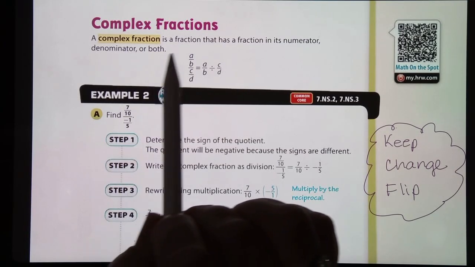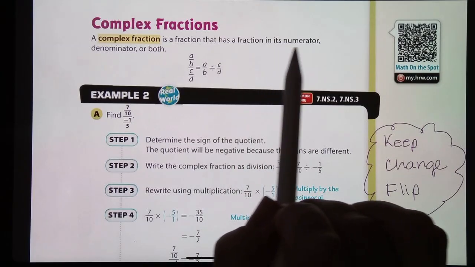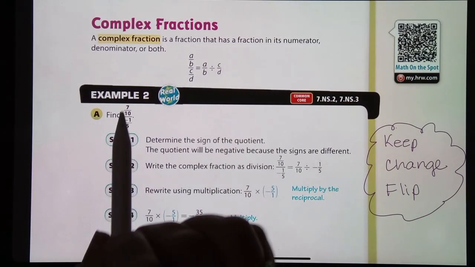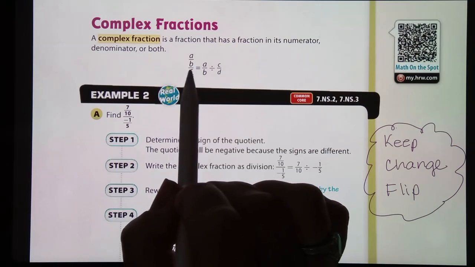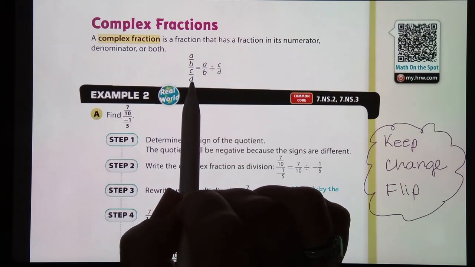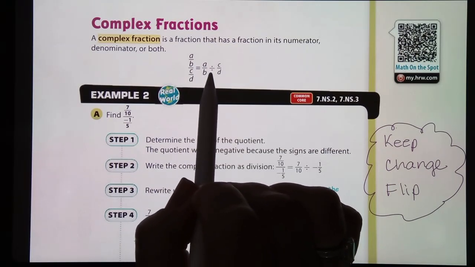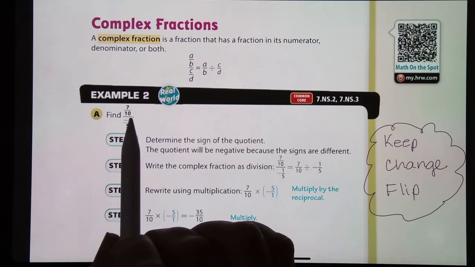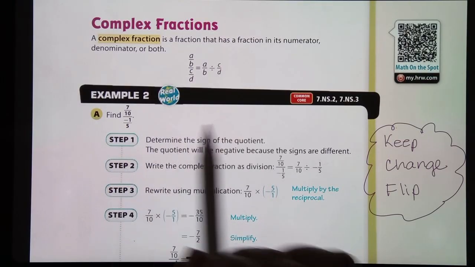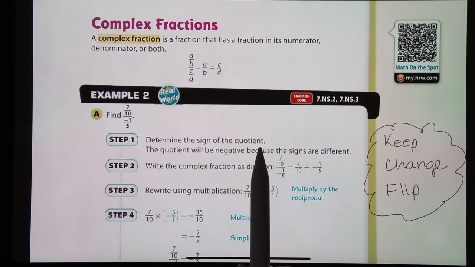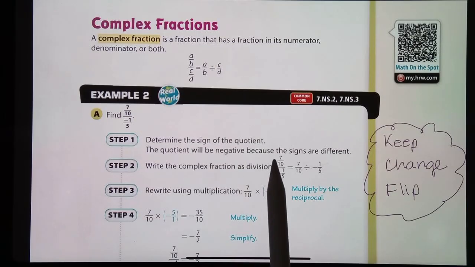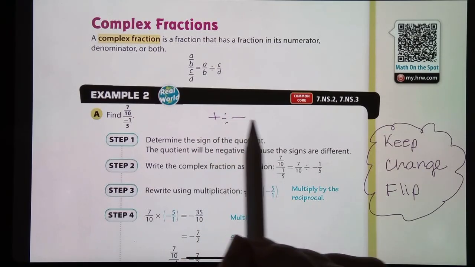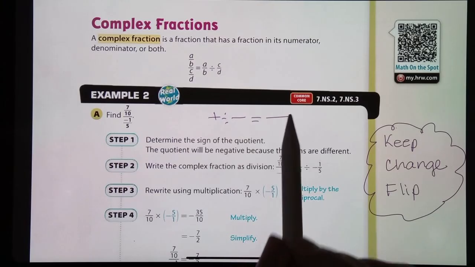A complex fraction is a fraction that has a fraction in its numerator, denominator, or both. So we have a over b divided by c over d equals ad over bc. So find 7/10 divided by -1/5. First, determine the sign of the quotient. The quotient will be negative because the signs are different. I have a positive divided by a negative, which equals a negative.